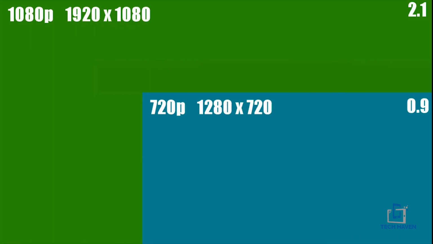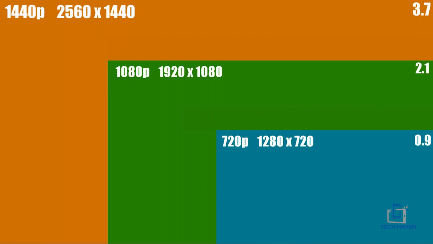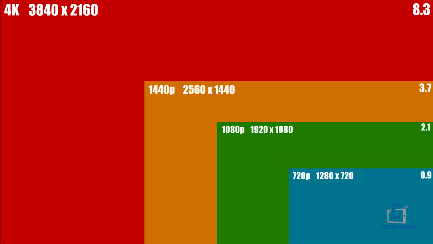Let's take a look at the standard resolutions we have on the market. First off, we have 720p, which consists of 1280 by 720 pixels on the horizontal and the vertical. Moving on, we have 1080p, which is also called Full HD. It has 1920 by 1080 pixels. Then we move on to 2K, which has 2560 by 1440 pixels. Then the most common one nowadays is the 4K panel, which is 3840 by 2160.